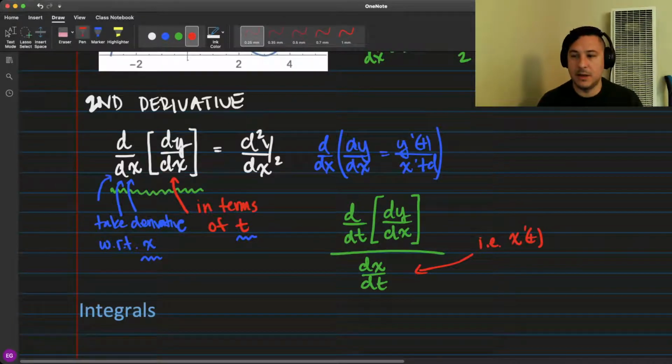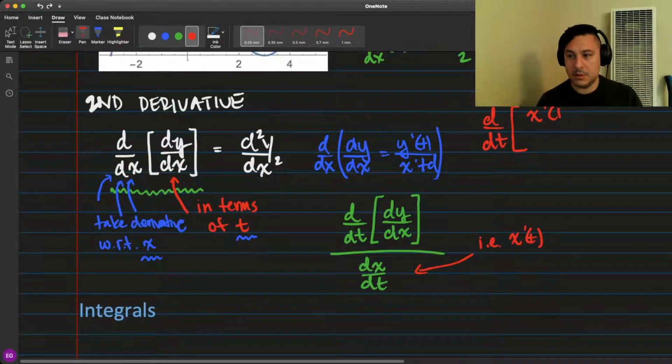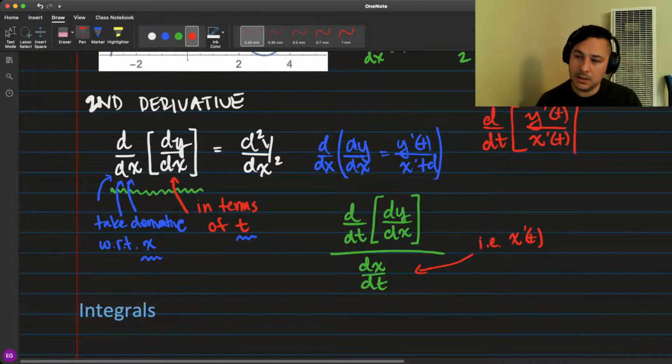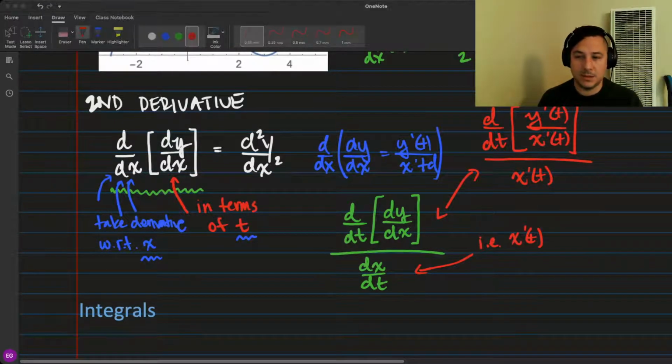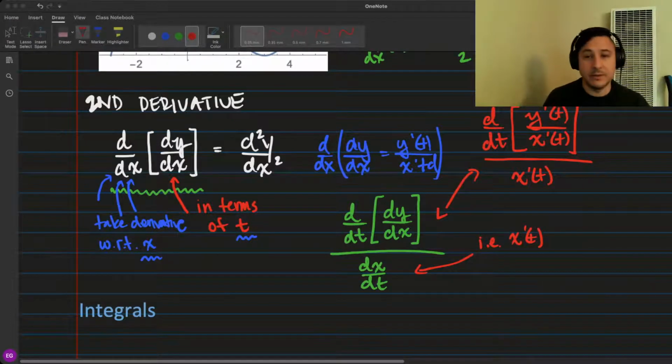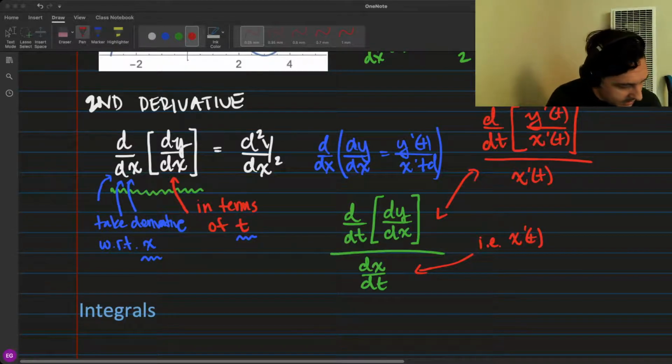So if you want to write this out longer, you're going to have d dt of y prime t over x prime t, all divided by x prime t. So these two are exactly the same, they're just written differently. It makes sense, I replaced the dy dx with y prime t over x prime t. Okay, so if you need to find the second derivative or the acceleration for something, that's the formula you use. I'm not going to bother doing an example.